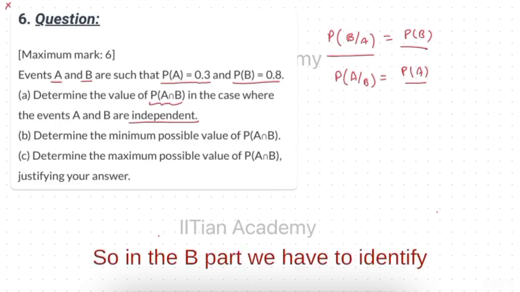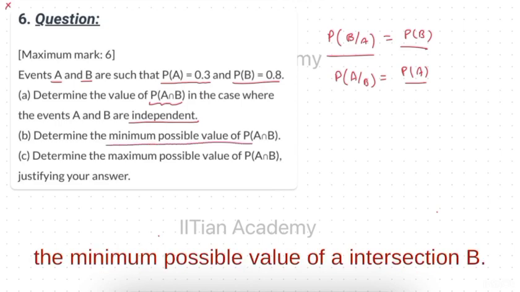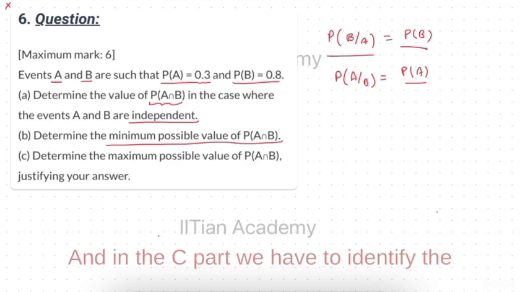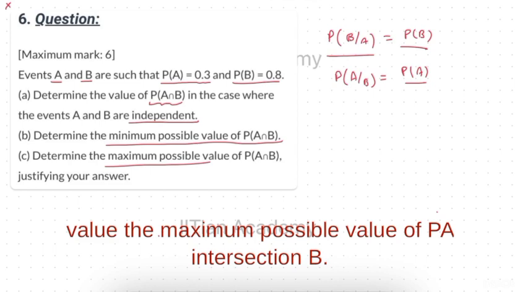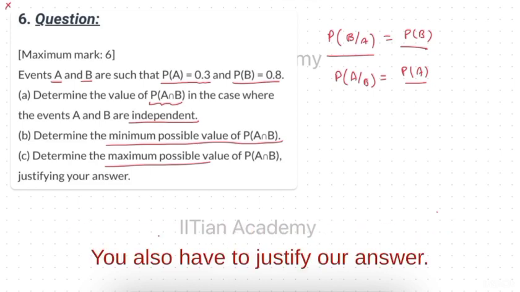In part B, we have to identify the minimum possible value of the probability of A intersection B, and in part C we have to identify the maximum possible value of the probability of A intersection B, and we also have to justify our answer.